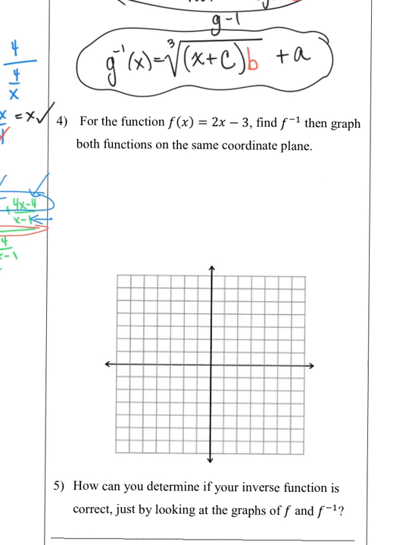All right, we're going to graph this function, which is a linear function, and its inverse on the same coordinate plane. So again, we need to find the f inverse of x. We could do it in words, or we can do it by switching x and y. Maybe this one we'll do both ways. So switching x and y, we'll get x equals 2y minus 3. Add the 3 in, we're looking at x plus 3 equals 2y, and then divide by 2. So it looks like our inverse function will be x plus 3 over 2.